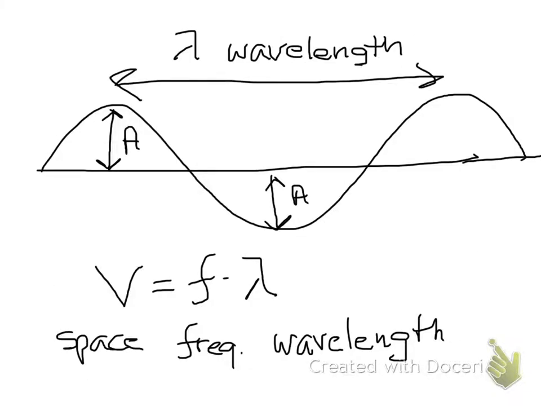In order to measure the wavelength of a wave, you can go between 2 crests, which are here and here, or you could go between 2 troughs. I could also measure between this location and this location, or this location and this location. We also have the wave speed equation, which says wave speed is equal to frequency times wavelength.